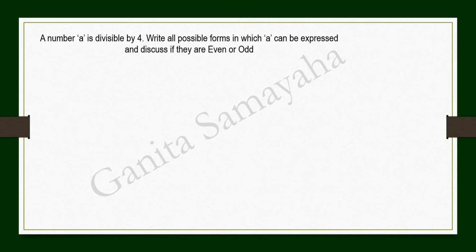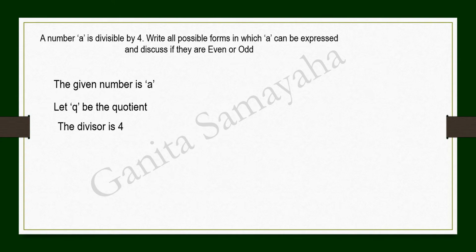A number a is divisible by 4. Write all possible forms in which a can be expressed and discuss if they are even or odd. First, let us write all the possible forms in which we can write the number a when it is divided by 4. We have already understood that. Let a be any integer and the divisor here is 4. So q is the quotient, and what are the possible remainders? 0, 1, 2 and 3. So how can we write this number a in terms of the divisor, quotient and remainder using Euclid's lemma?